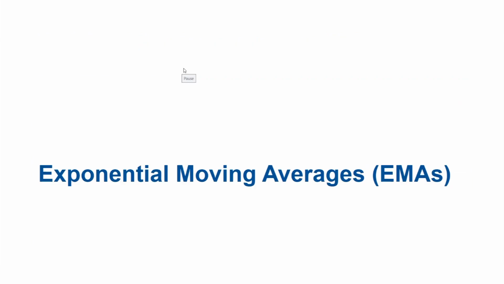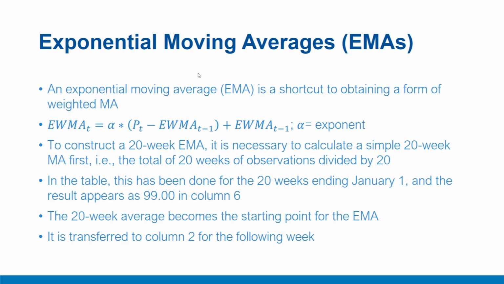Exponential moving averages. In this video, we'll try to understand the concept of EMAs, or exponential moving averages, with the help of a simple example. An exponential moving average is a shortcut to obtaining a form of weighted MA itself. However, it offers an improvement by using this alpha, or exponent. Notice the formula of EWMA. Here alpha is multiplied by the difference between the latest price and the previous period EWMA, which is EWMA T minus 1, plus the value of EWMA for the previous period itself.